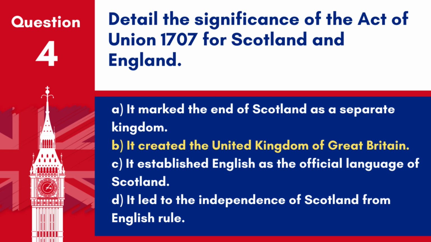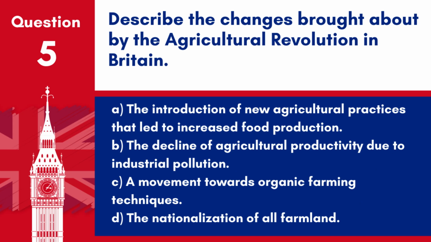Answer. B. It created a United Kingdom of Great Britain. The Act of Union 1707 unified the parliaments and crowns of Scotland and England, forming the United Kingdom of Great Britain. Question 5. Describe the changes brought about by the agricultural revolution in Britain.